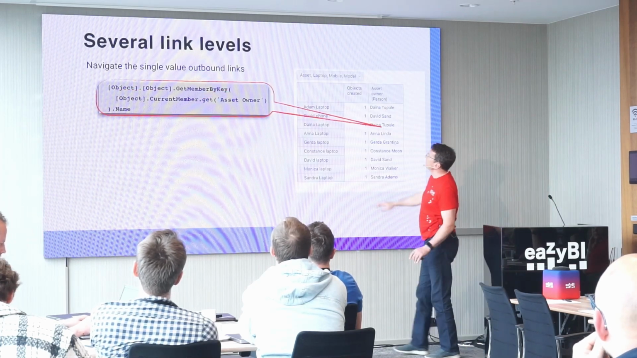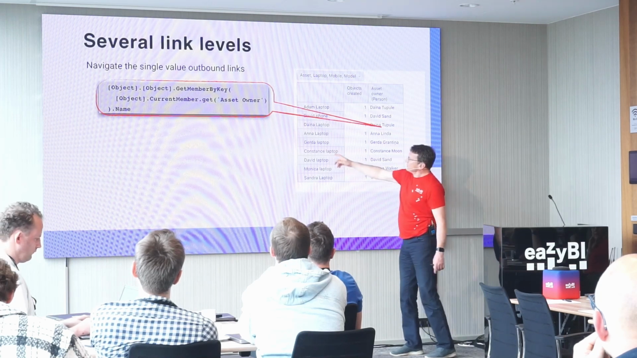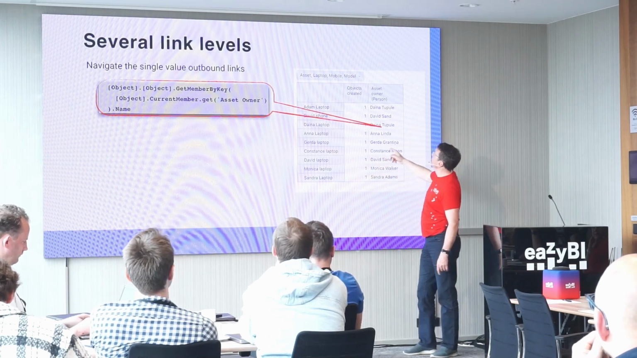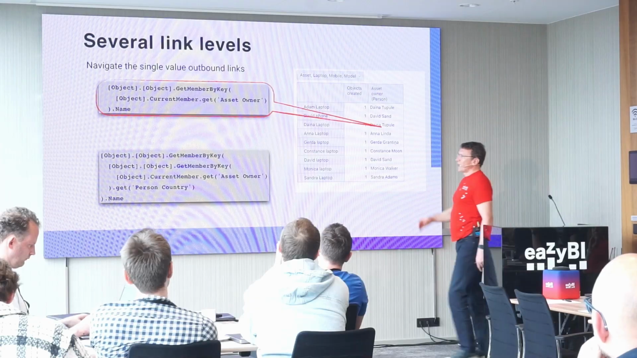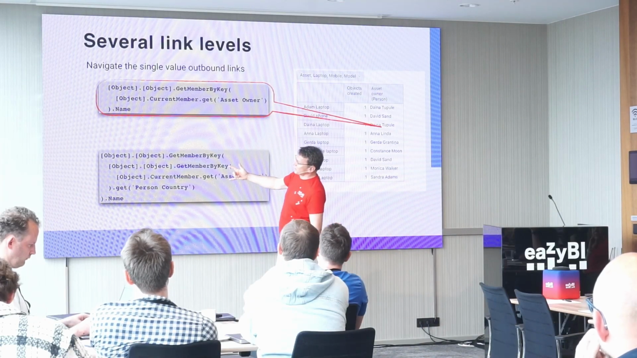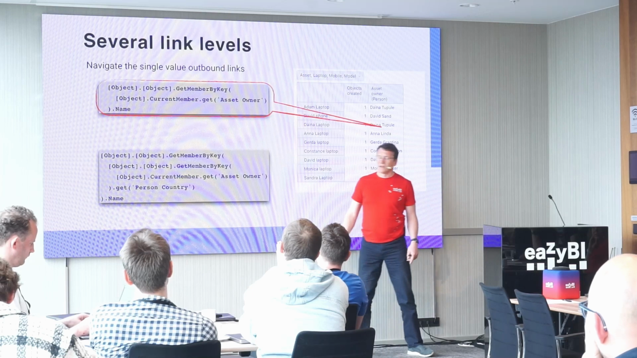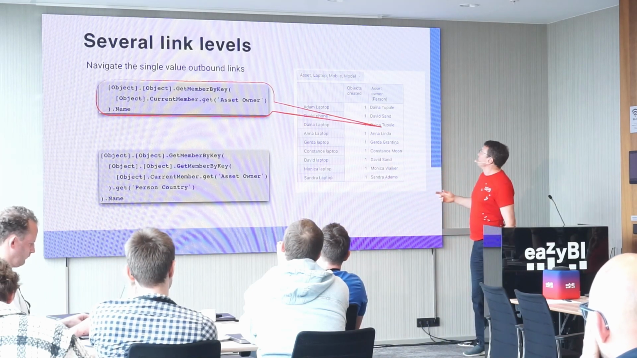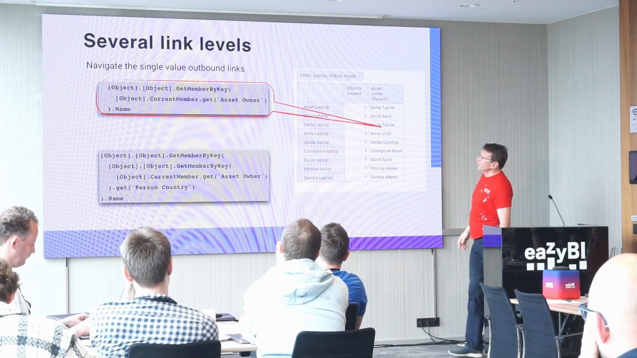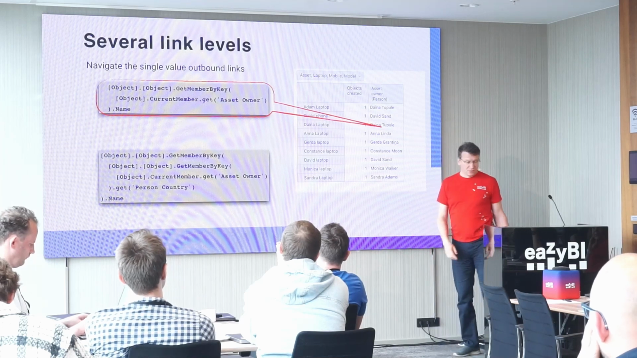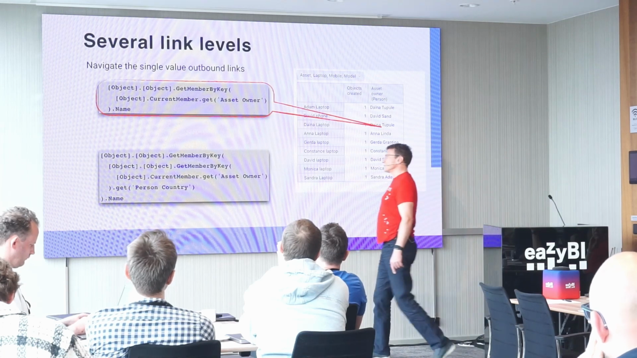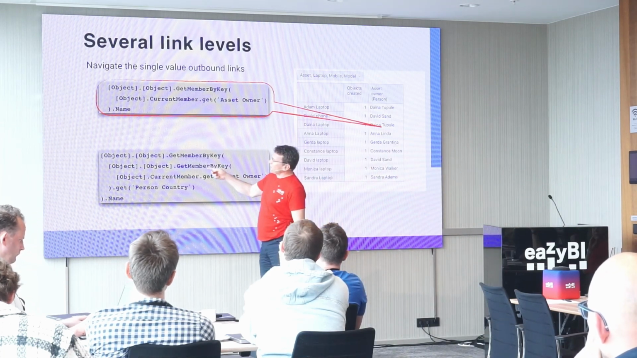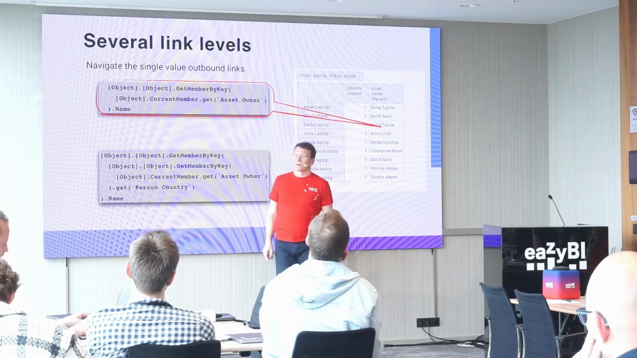So I know, okay, I succeeded navigating from the asset to the asset owner, that is, navigating an outbound link, and actually wrap it in the next iteration where we can go the same way from the person to the country. And that actually works. This is a simple case because we assume that those links are single value links.